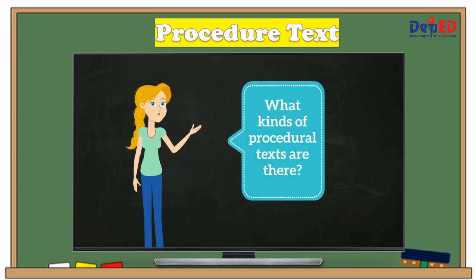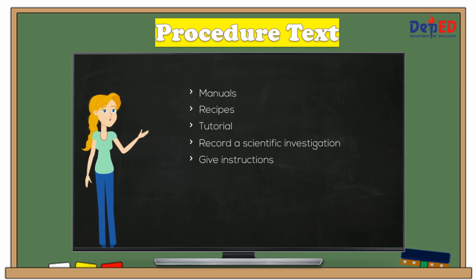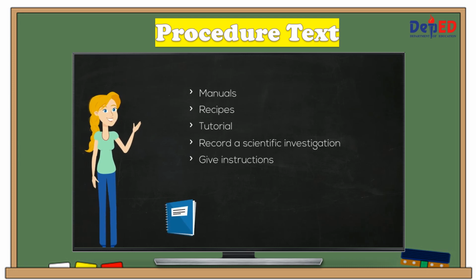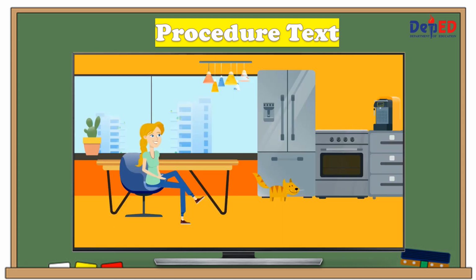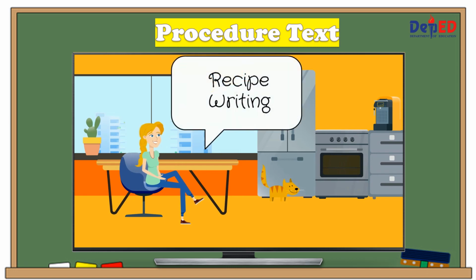There are manuals, which show you how to use something such as a new computer. Recipes are another example of a procedural text that teach you how to make something, typically food. There are also tutorials on many types of things such as how to make a craft. Scientists also use it to record a scientific investigation or when someone is giving instructions. Now, let's get back to recipe writing.